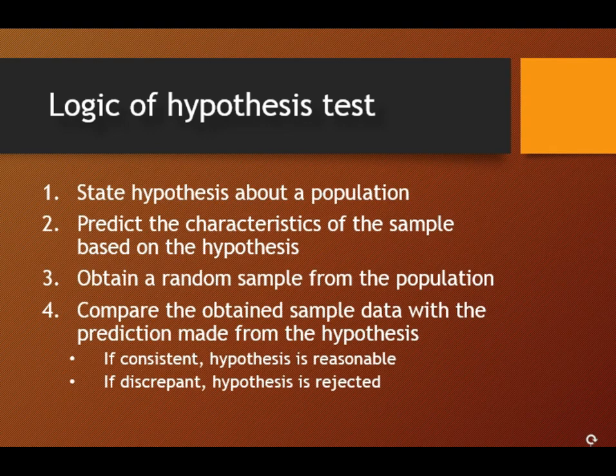Step 3, we take a random sample from the population. And step 4, we compare the sample data with the prediction made from the hypothesis. If the sample mean is consistent with our prediction, then the null hypothesis is reasonable. If the sample mean is greatly different from our prediction, then we decide the hypothesis is wrong and we reject it.